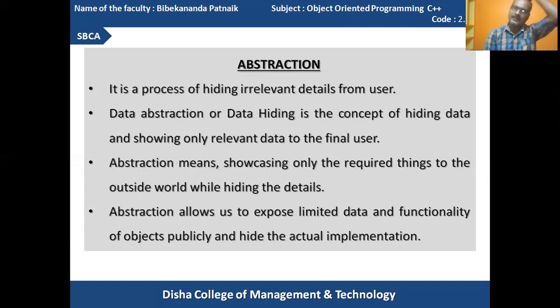Abstraction is basically the process of hiding irrelevant details from the user. So every individual class normally contains some properties. So basically abstraction is the process of hiding the unnecessary details, the unwanted details, and it normally focuses on the essential characteristics or essential details of the subsequent user. So data abstraction or data hiding is the concept of hiding data and showing only relevant data to the final user.